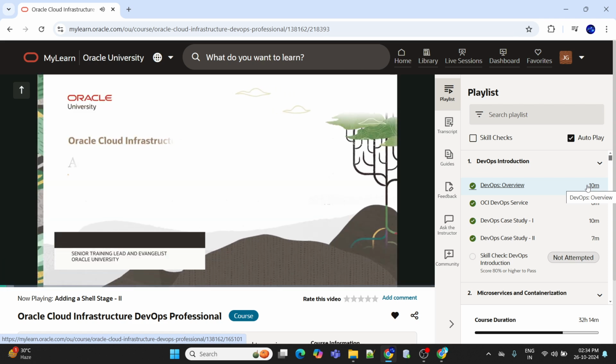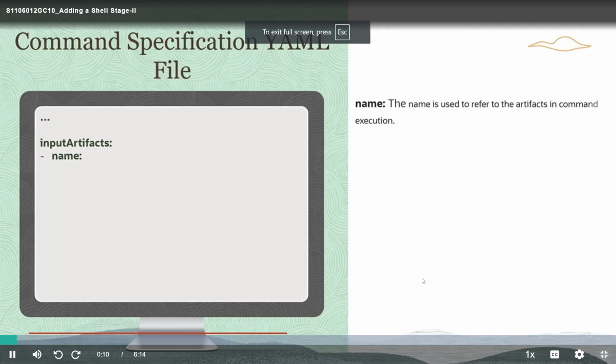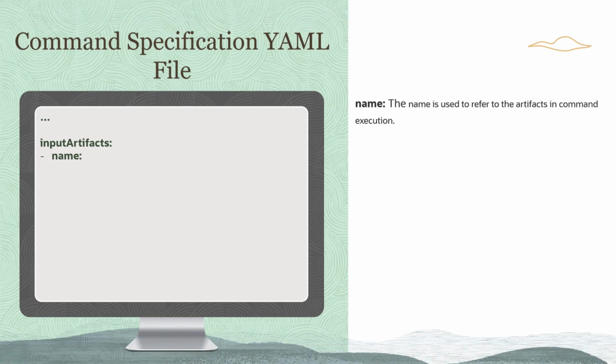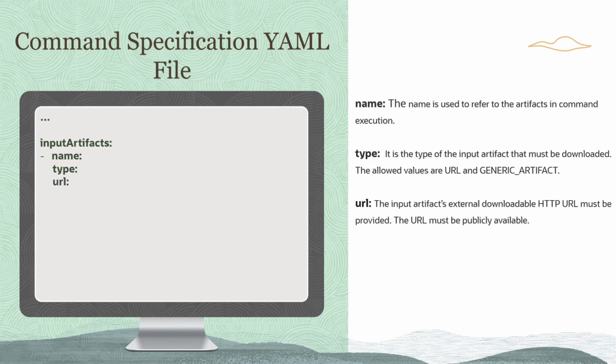Welcome back. Let's continue from where we left off in the previous lesson. Moving on, input artifacts are used to define a list of input artifacts required for running the current shell stage. These artifacts can either be URL or generic artifact type. If you specify the type as URL, the input artifact's external downloadable HTTP URL must be provided. The URL must be publicly available.